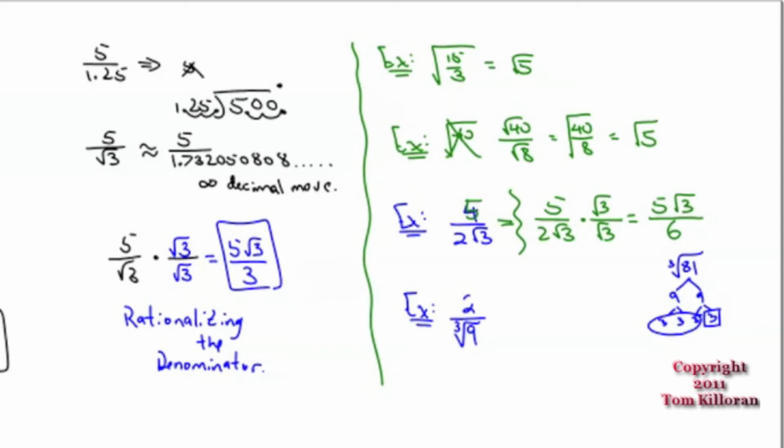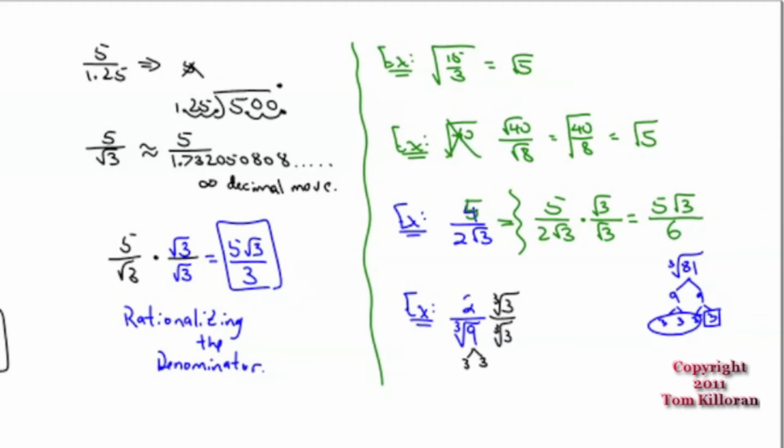What I need down here is 3 factors of something. Well, 9 is made up of 3 and 3. So if I split 9 up, I already have 2 factors of 3. How many more do I need? Just 1. So what I'm going to multiply top and bottom by is the cube root of 3. It's weird, but that's how it works.